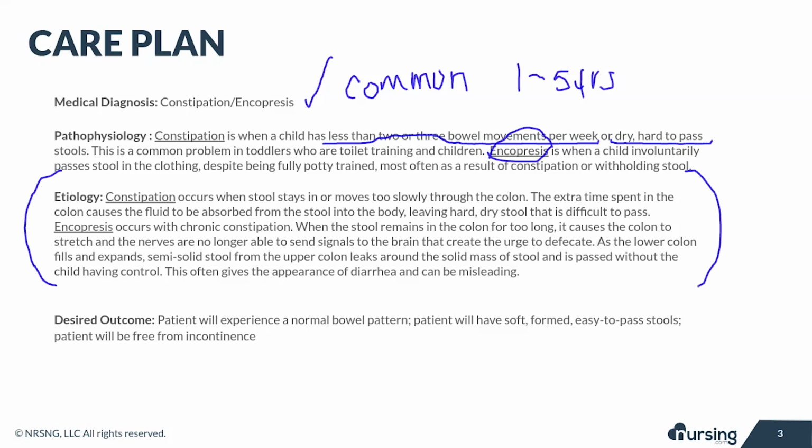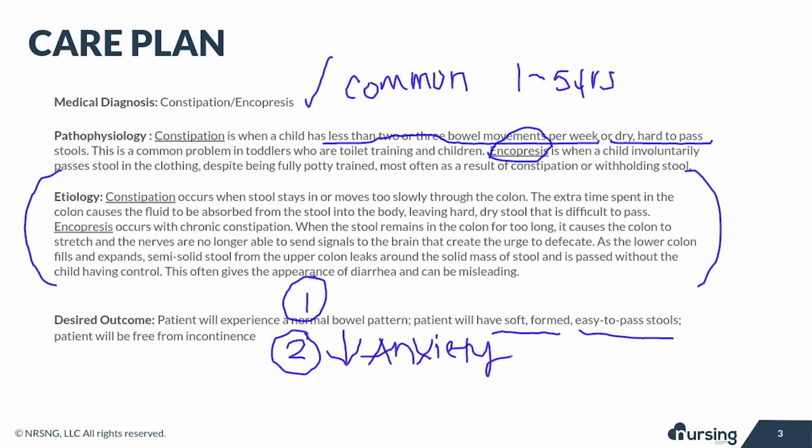So our number one goal for a patient who has constipation or encopresis is for them to experience a normal bowel pattern. So we want them to have soft form, easy to pass stools. And then I'd add kind of a second goal that we would have here, and that's to have decreased anxiety. These children can really get worked up and have a lot of difficulties with this, and that just creates a really bad cycle for them where they continue to get constipated because they keep having anxiety. So we really want to work to break that cycle.